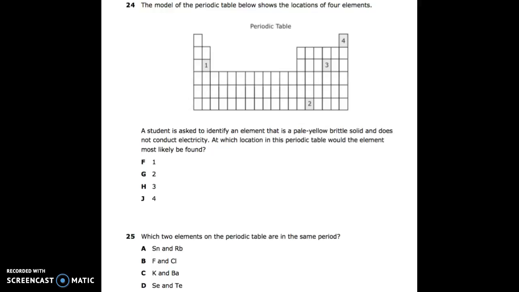Number 25. Which 2 elements on the periodic table are in the same period? A. Sn and Rb. B. F and Cl. C. K and Ba. And D. Se and Te.